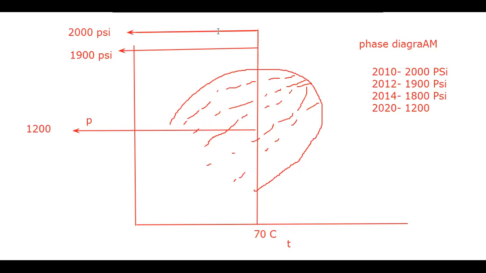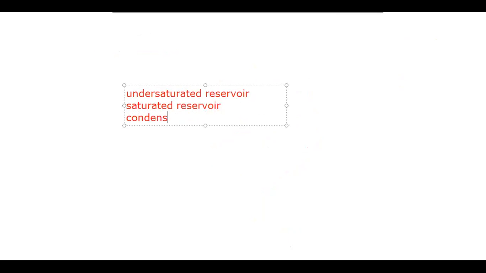Now, when we look at the situation here at 2000, or when we look at the situation here at 1200, the reservoir shows a very, very different scenario. In this case, let me go back to the other one. I will clear this for now, or maybe I will come back there. We have basically three kinds of reservoir: undersaturated reservoirs, saturated reservoirs, and condensate reservoirs. Basically, let's talk about these two: undersaturated and saturated.